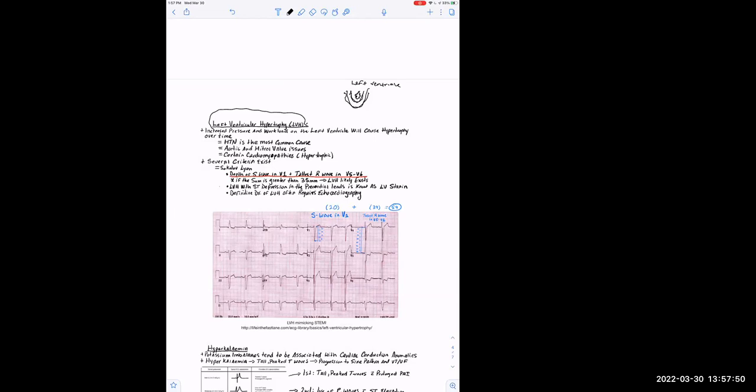So if we look at our EKG here, what we're talking about is something called Sokolov-Lyon criteria. Okay, Sokolov-Lyon criteria. And what Sokolov-Lyon criteria tells us is that you take the S wave in V1 or V2. You take your deepest S wave in V1 or V2.